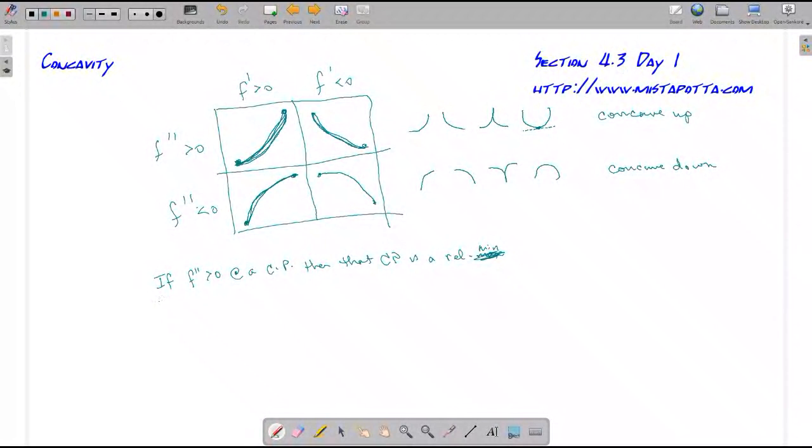And similarly, if f double prime is less than 0 at a critical point, then that critical point is a relative maximum. Because if I've got a horizontal tangent and my graph is opening downwards, then it has to be a maximum.